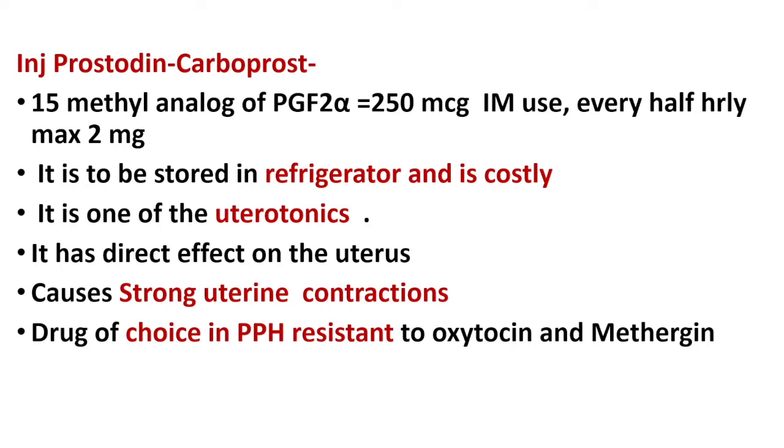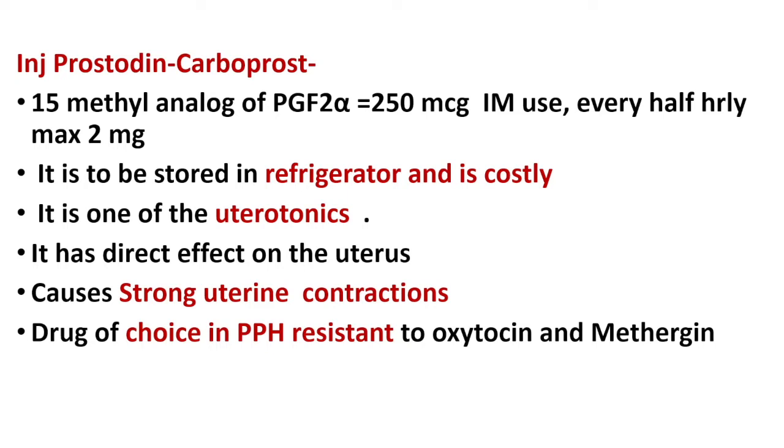The topic for discussion today is Prostaglandin F2 alpha. Commercially, it is available with the name injection prostaglandin or injection carboprost. It is a 15-methyl analog of prostaglandin F2 alpha. 250 microgram is the dose. It is used intramuscularly, can be used intramyometrial also.